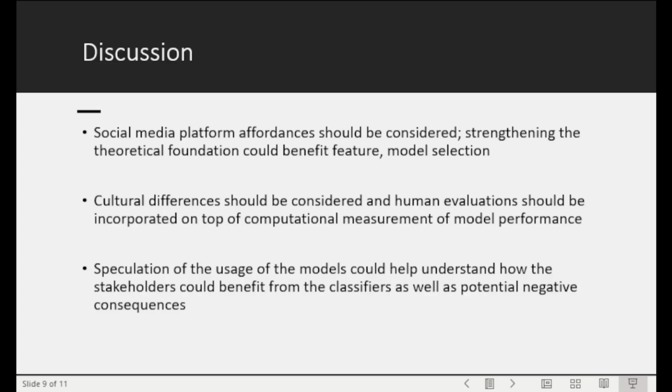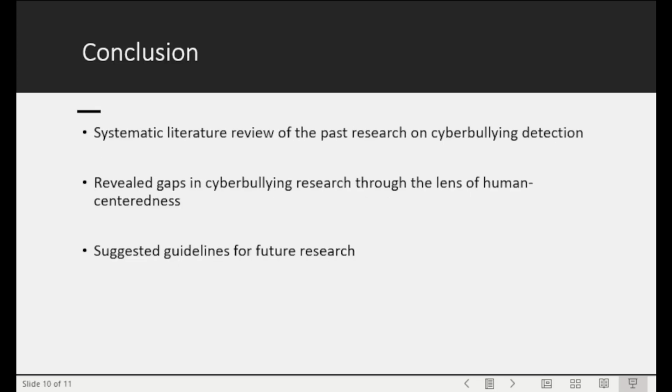As there is a symbiotic relationship between what an algorithm does and the world it exists in, future researchers could speculate the usage of the models to understand how the stakeholders could benefit from the classifiers and also consider potential negative consequences of cyberbullying detection systems. In this paper, we conducted a systematic review of the past literature on automated cyberbullying detection models. Our review revealed clear gaps within the extensive research on developing cyberbullying detection models that optimize for statistical performance and methodological innovation. We concluded with guidelines on how a human-centered approach can help to address these pervasive concerns in this important research area within social computing.